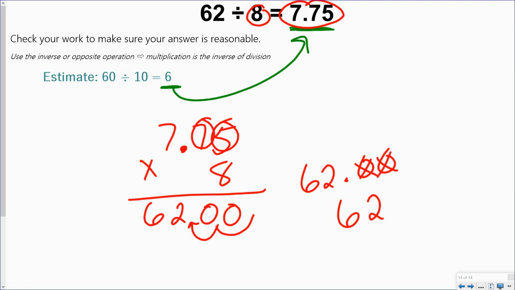They don't necessarily need those zeros, which is the exact same number we have up here. So I know that this answer, 7 and 75 hundredths, is the correct answer for my division problem.